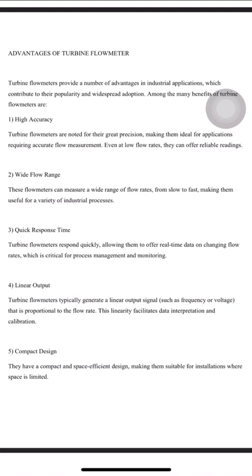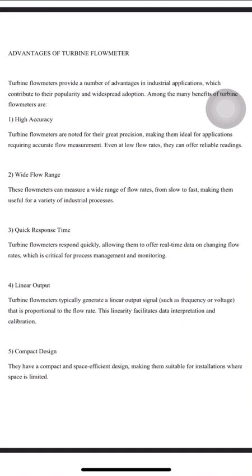And second is wide flow range. These flowmeters can measure a wide range of flow rates, from slow to fast, making them useful for a variety of industrial processes. The third, quick response time. Turbine flowmeters respond quickly, allowing them to offer real-time data on changing flow rates, which is critical for process management and monitoring. Fourth is linear output.